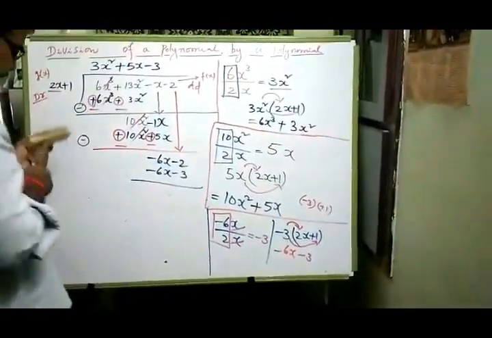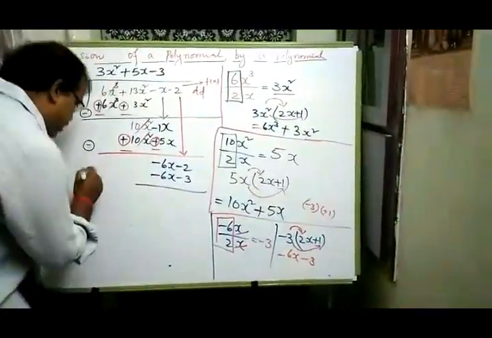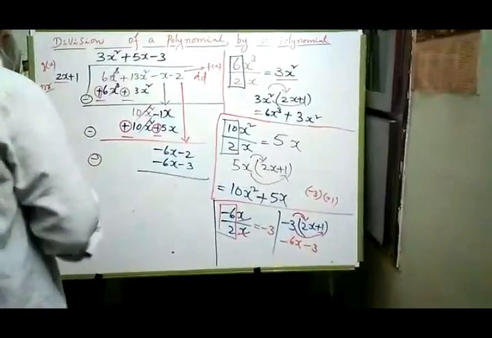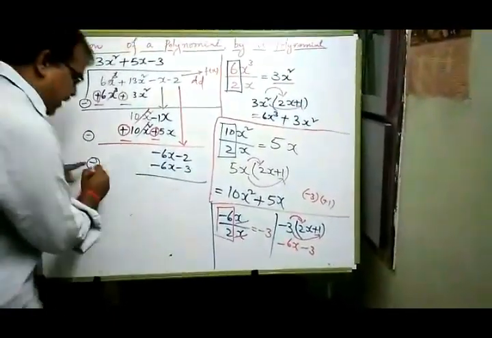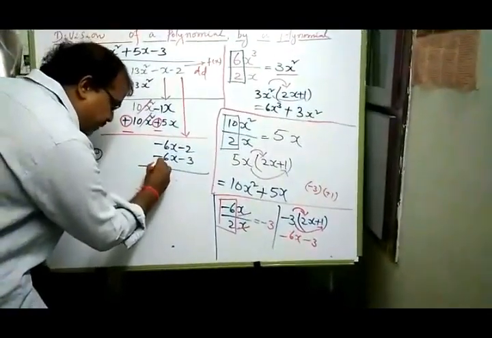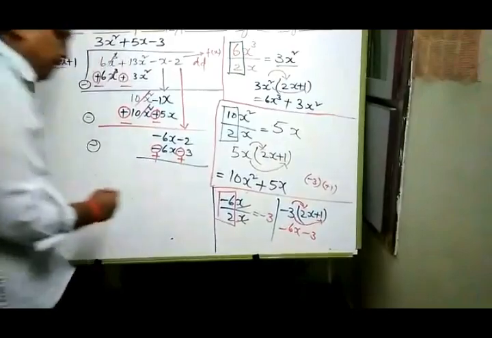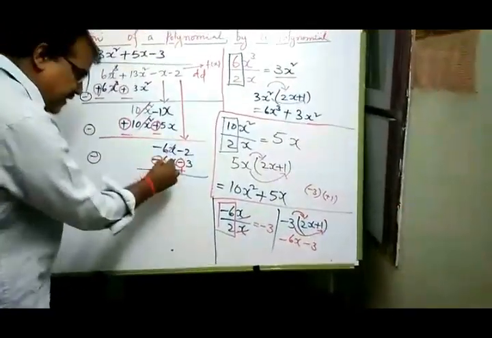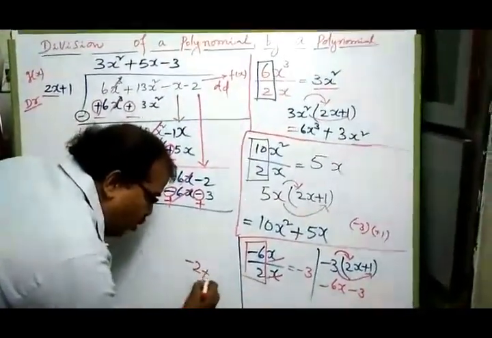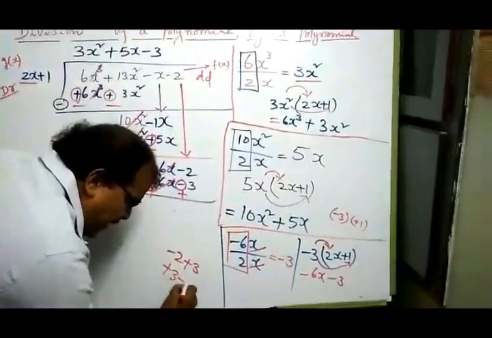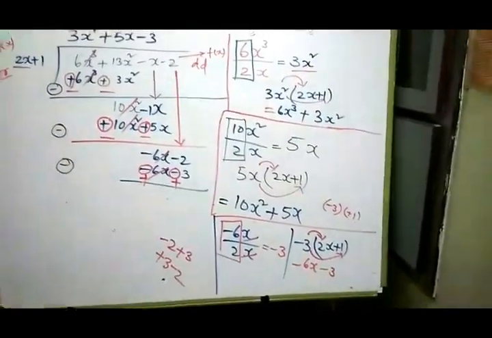Now again I have to go for subtraction. Because of this minus, this minus will be plus, and this minus becomes plus. Minus 6x and plus 6x will be 0. Minus 2 plus 3, that is nothing but plus 3 minus 2. The result will be 1.